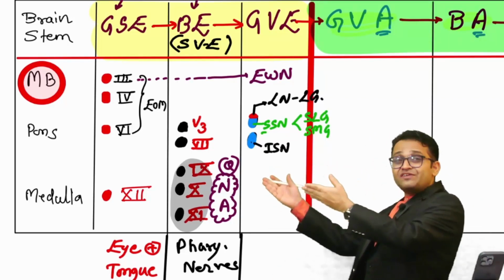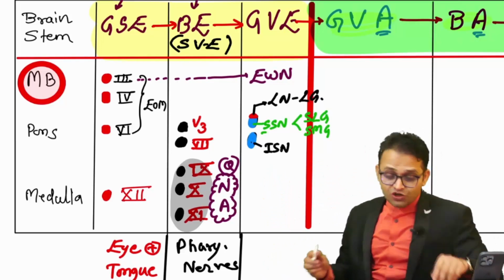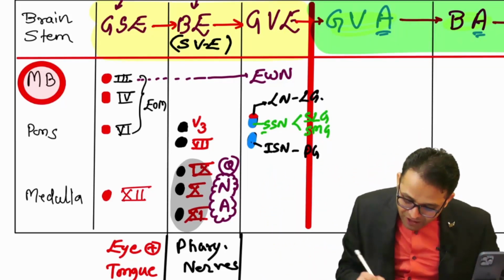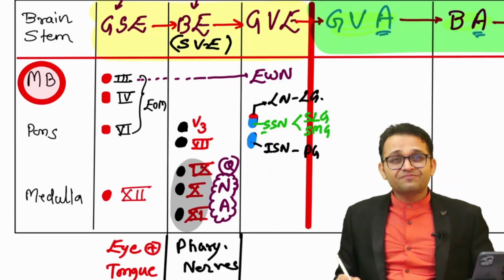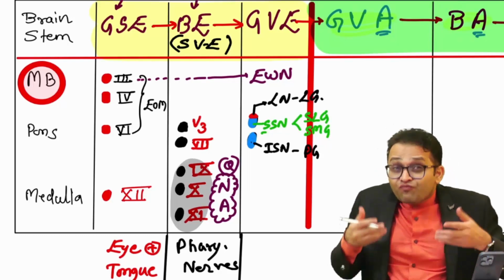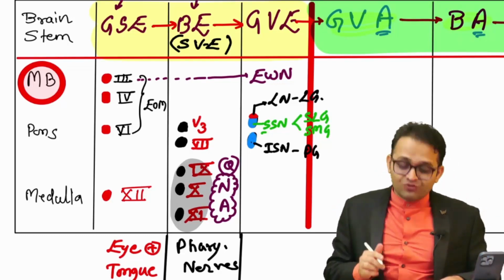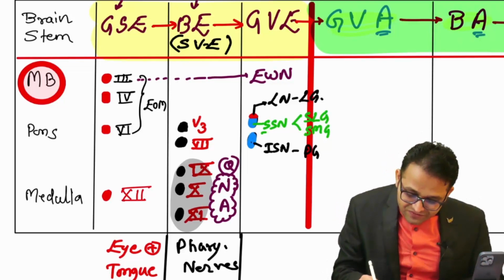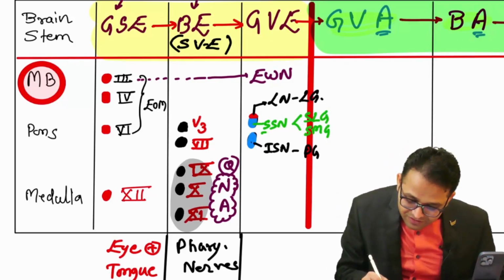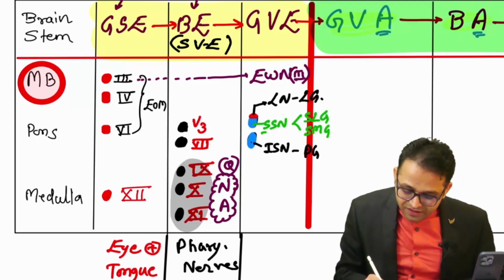This inferior salivatory nucleus is related with the secretion of what? Sir, the secretion of the parotid gland. And these are the part of which cranial nerve? Again, this Edinger-Westphal nucleus is related to what? The third cranial nerve. Correct, sir?